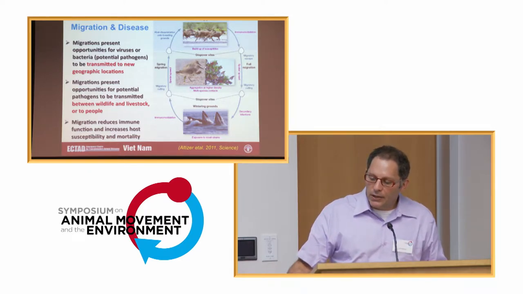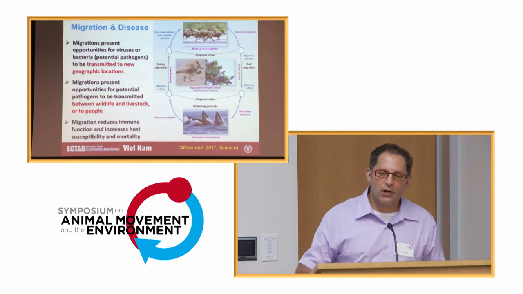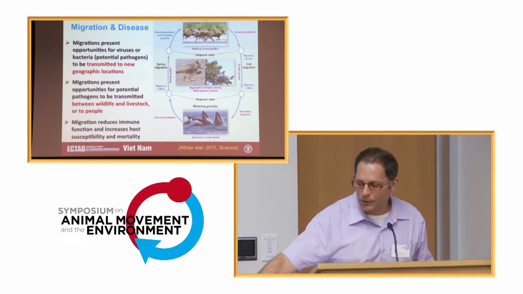And finally, I think there's an important point to remember that migration requires a lot of energy. And there's been work to show that immune function is affected through migration. And this can make animals more susceptible to pathogens if they get exposed upon the end of migration, or alternatively, if they are existing with a pathogen in them that's not causing a problem, they may be more susceptible to shedding and therefore spill over from those animals out into the environment or to other animals.